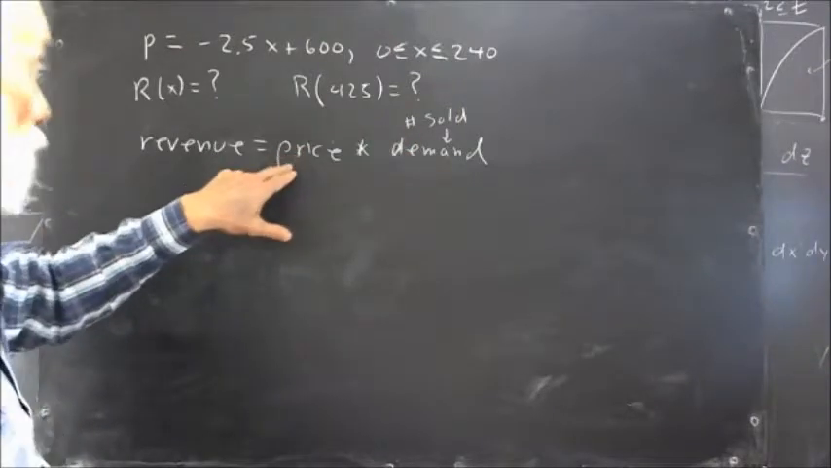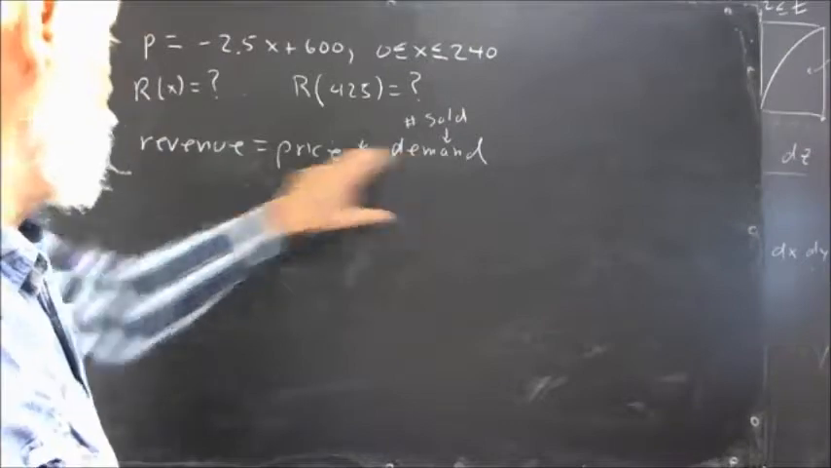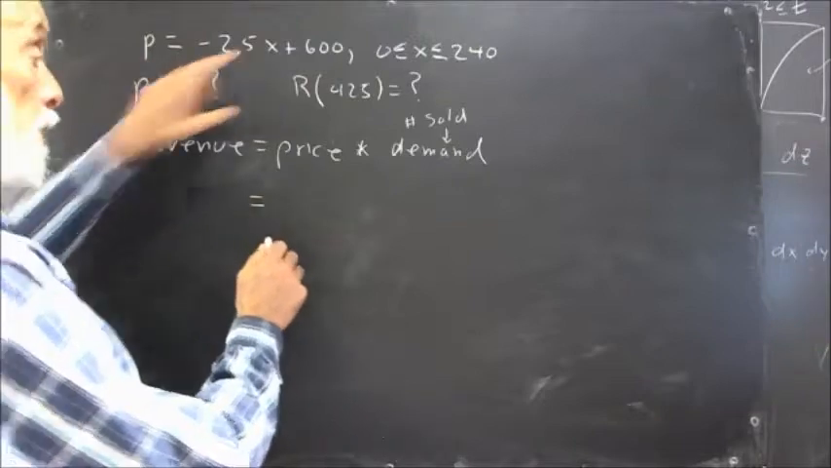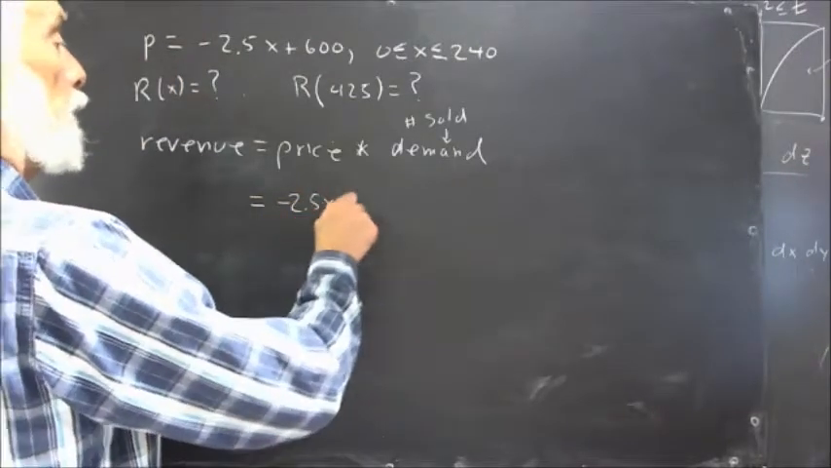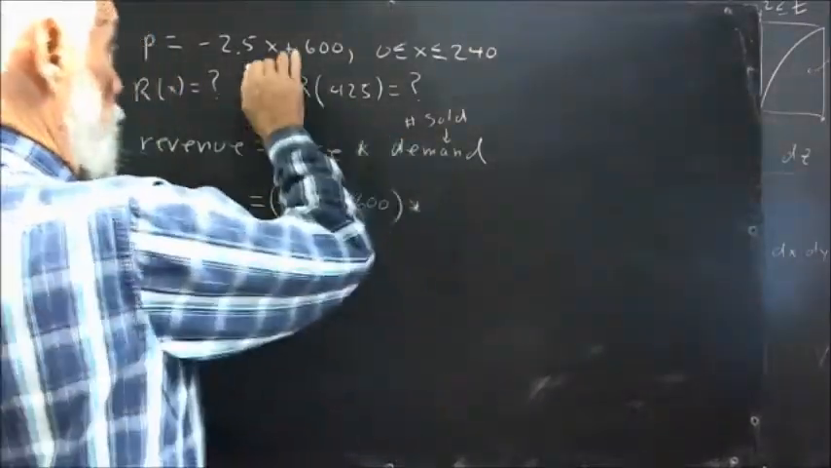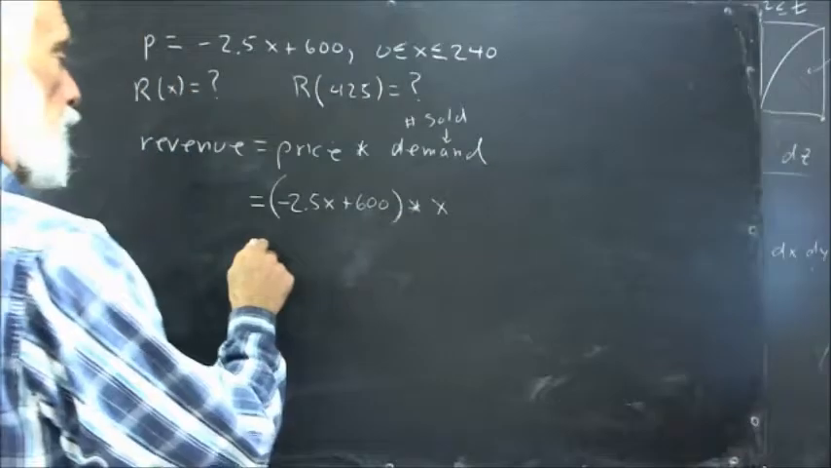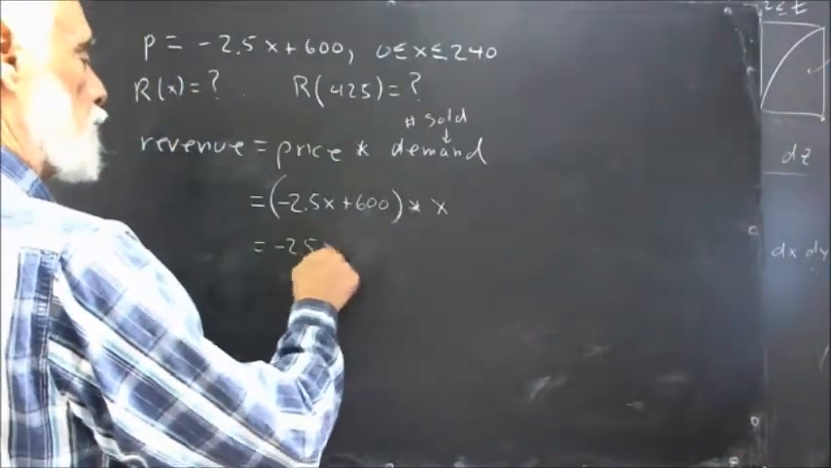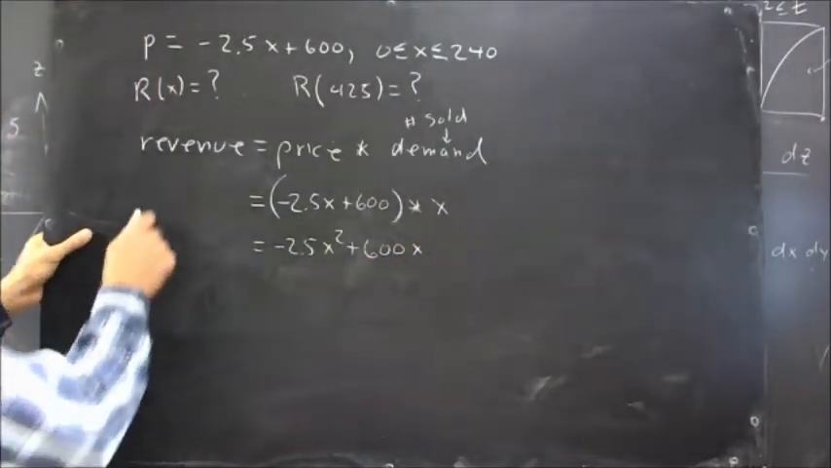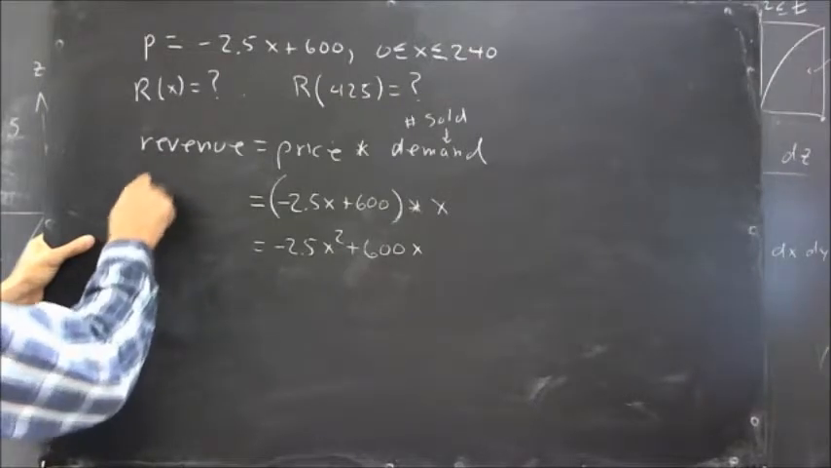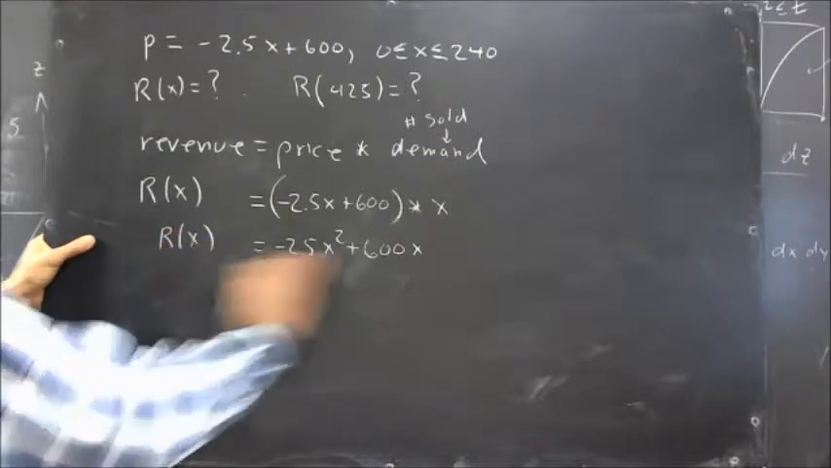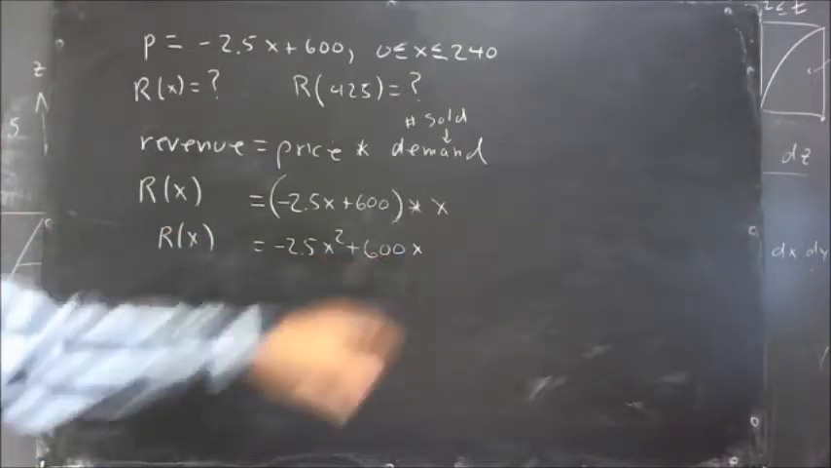So you have to know that you've got to multiply the price by the number sold or the demand in order to get the revenue. And of course the price is right here. That's negative 2.5x plus 600 multiplied by the number sold or the demand, which is x. So that equals negative 2.5x squared plus 600x. And we can say the revenue is R of x. So that R of x in its simplified, expanded form is this.